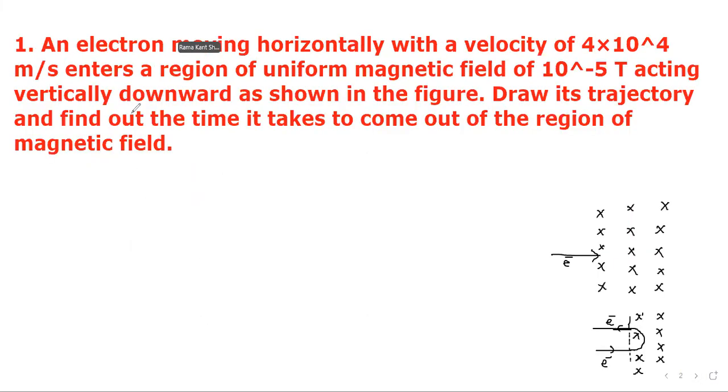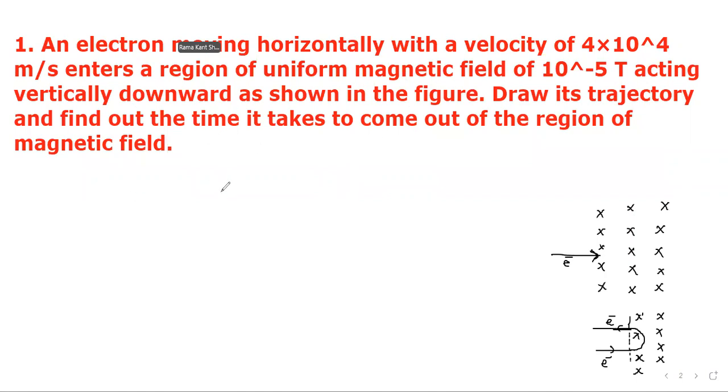So question number 1: an electron moving horizontally with a velocity of 4 into 10 power 4 meter per second enters a region of uniform magnetic field of 10 power minus 5 Tesla, acting vertically downwards as shown in the figure. Draw its trajectory and find out the time it takes to come out of the region of the magnetic field. So here, this is the uniform magnetic field.